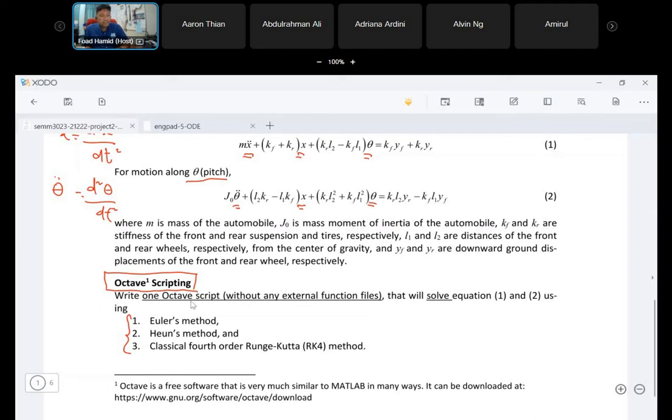One script. One script saja. Only one. Ada group hantar sampai 5 M file. Saya kata saya minta satu saja. I know you are calling functions. Buat function within that script. Do not panggil external files. So that's why kali ini saya tulis dengan jelas, without any external function files. Okay, so maybe my English is bad in such a way kamu tak faham apa saya nak.